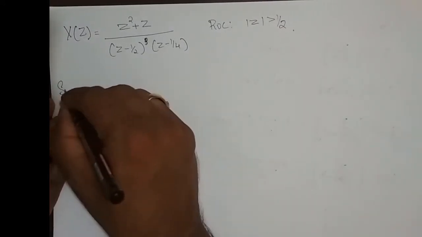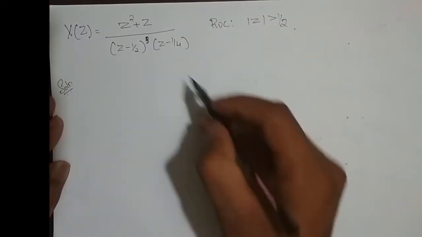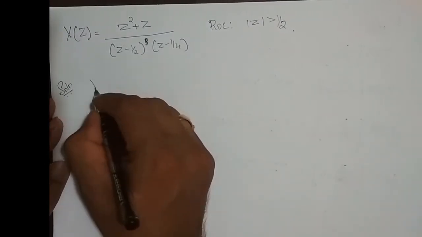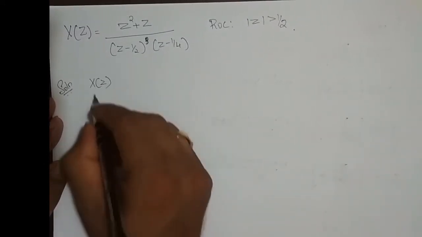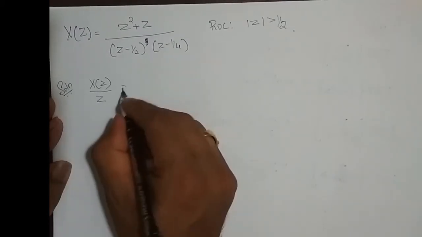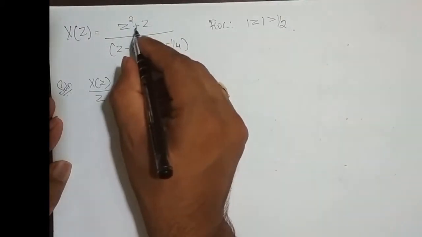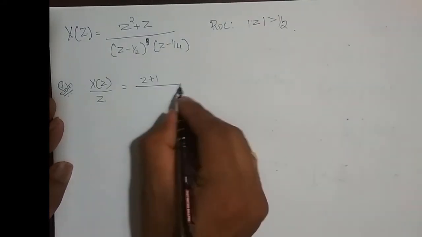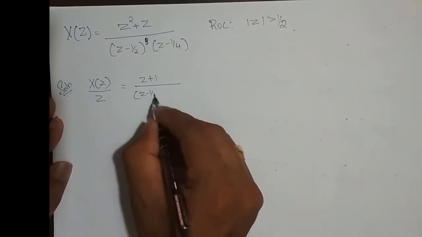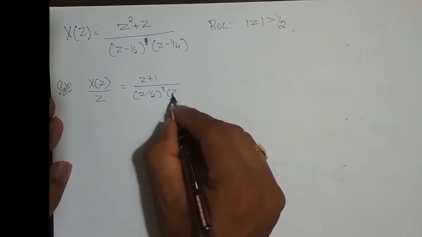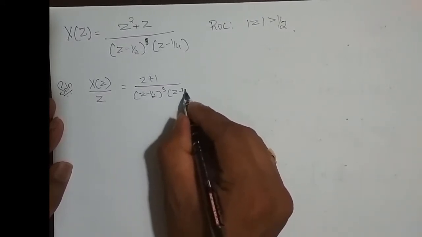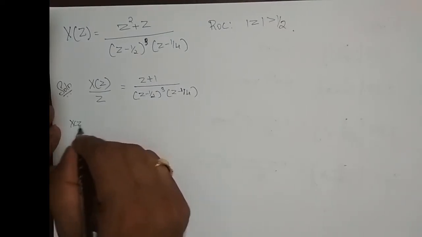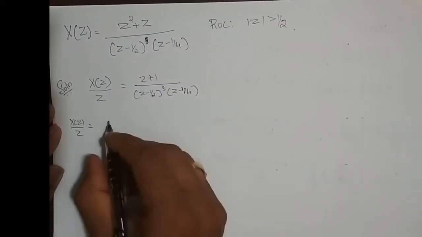Fine, so the solution. Since all the powers are positive, we don't have to worry. The next step: I have to bring it to the form of X of z by z. If I take the z in the numerator to the other side, I end up with z plus 1 divided by z minus 1 by 2 whole cube into z minus 1 by 4. So for X of z by z, I have to perform partial fraction expansion.